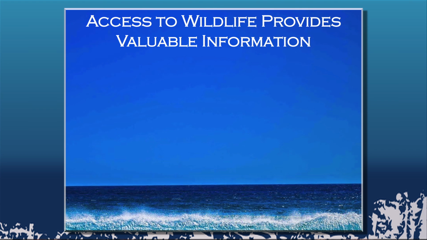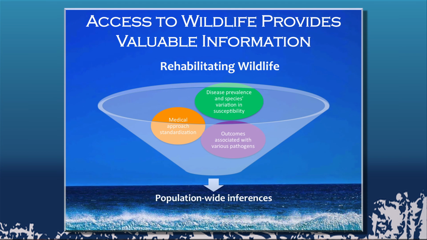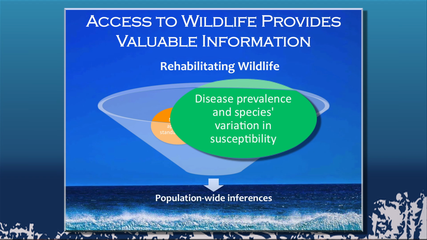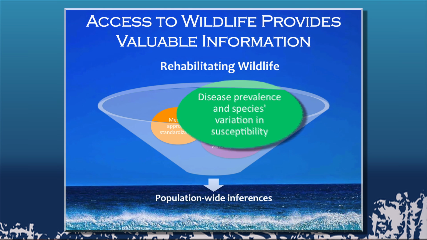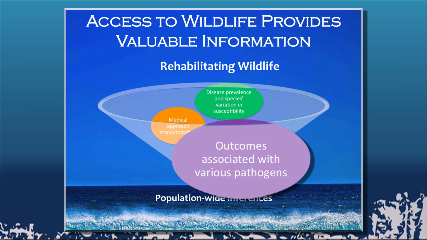Wildlife rehabilitation centers can be a valuable resource for the surveillance and monitoring of pathogen activity in wildlife, which in free-ranging animals can be cost prohibitive and logistically challenging. So although there are some inherent biases in this approach, obviously, it can still provide valuable information to assist in management and conservation decision-making, including approximations of disease prevalence in the general population, species variation in disease susceptibility, clinical syndromes, standardization of diagnostic protocols, development of medical approaches, therapeutics, and outcomes associated with various pathogens.